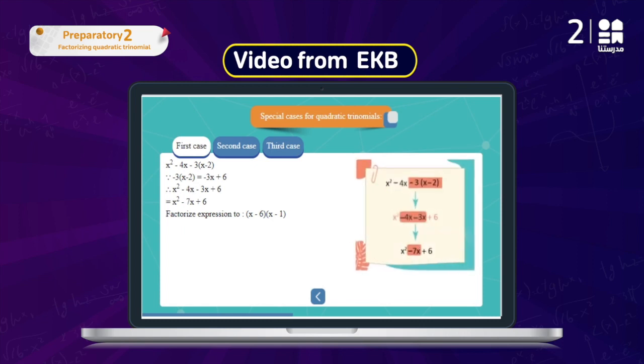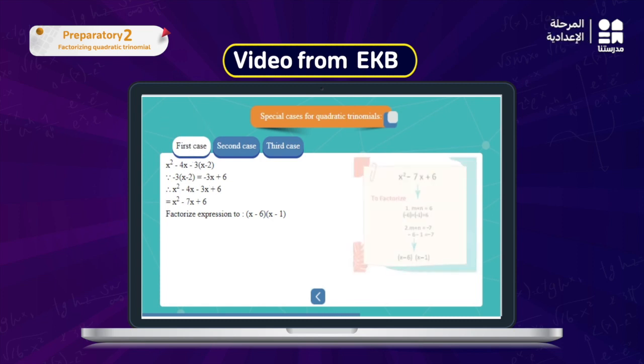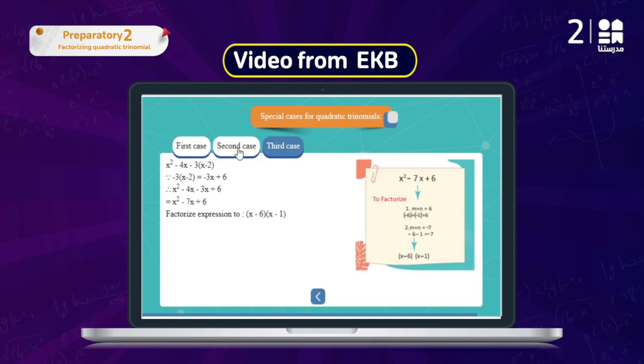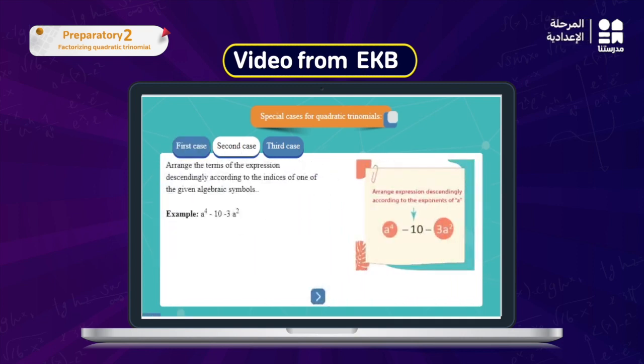For more simplification, collect the middle terms, so the result is x to power 2 minus 7x plus 6. Finally, we factorize the expression by opening parentheses and writing x minus 6 in the first parenthesis, and the other parenthesis contains x minus 1. Now click on the next tab to learn the second case. Now let's look at a new case. Just follow the next example.